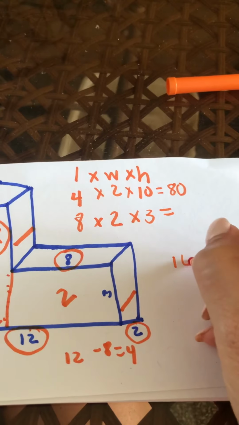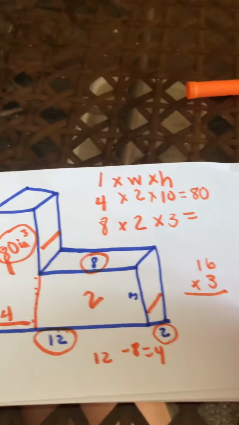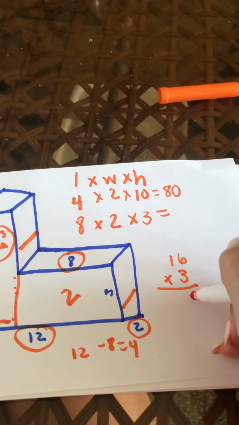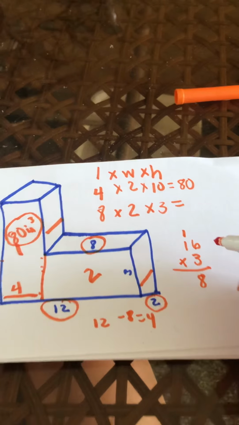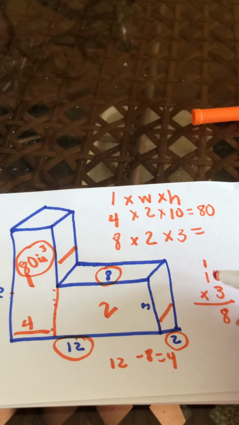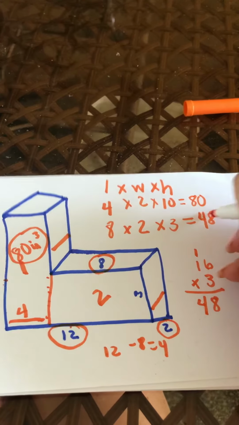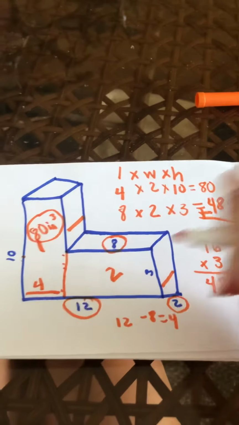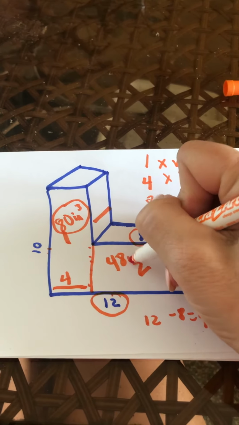You know, 16 times 3. 3 times 6, 18. Hope you're not forgetting your timetables. You need to be practicing every day. 3 times 1 is 3, plus 1 more is 4. So that's 48. Now you just add these two together. So the volume over here is 48 cubic inches.